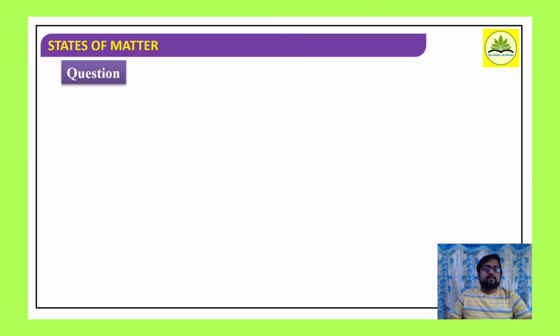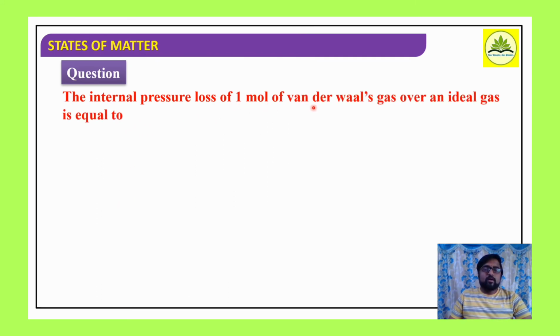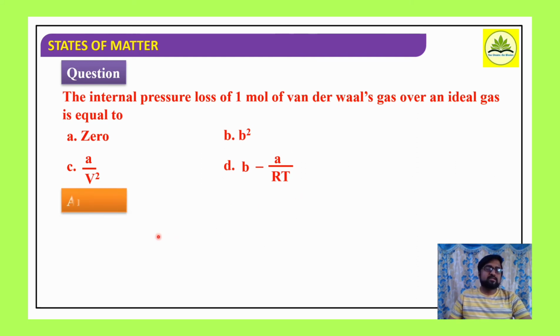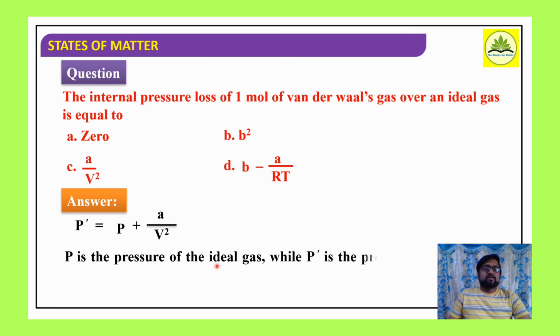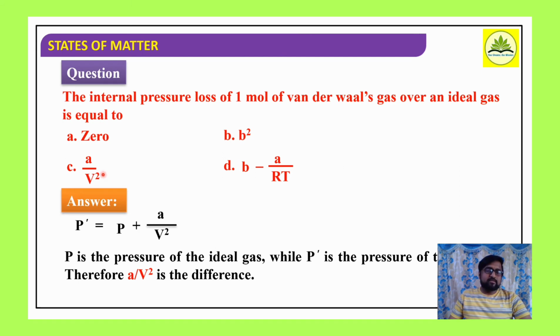Yes, so the answer is B. Next one: the internal pressure loss of 1 mole of van der Waals gas over an ideal gas is equal to the internal pressure loss, meaning pressure correction. The answer is P' = P + a/V². We know this pressure correction. Here P is the pressure of the ideal gas while P' is the pressure of the gas. Therefore a/V² is the difference, meaning the pressure correction.